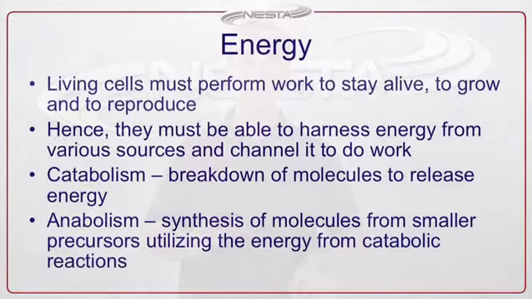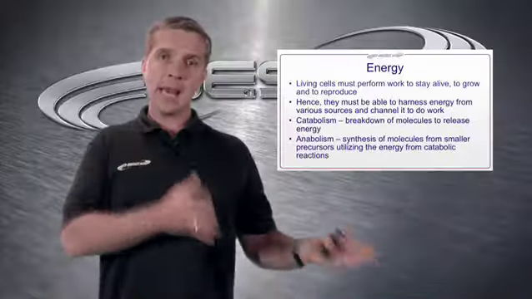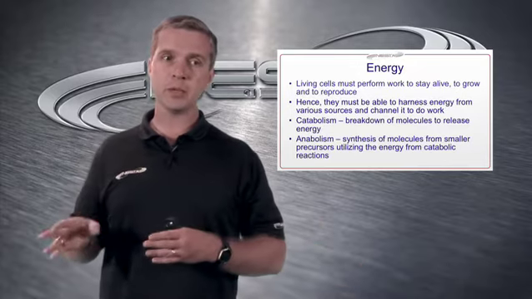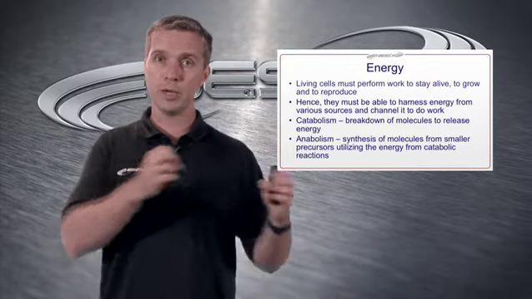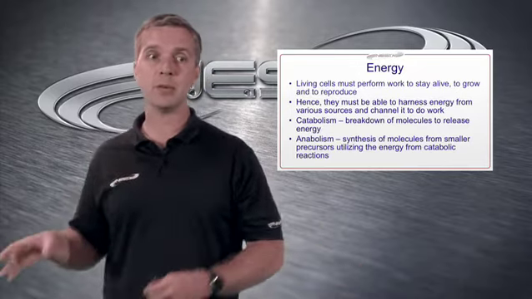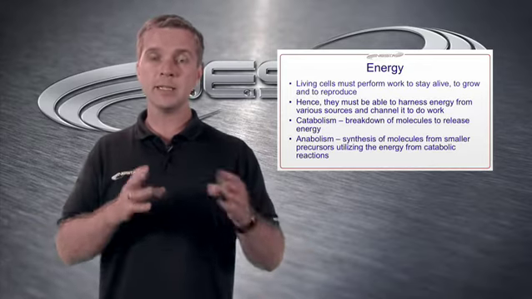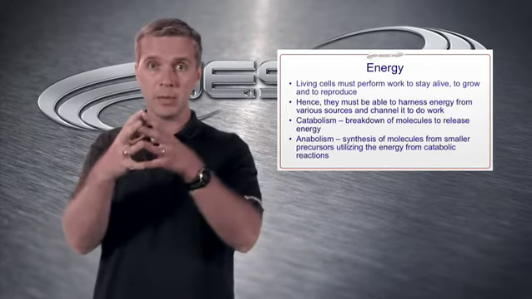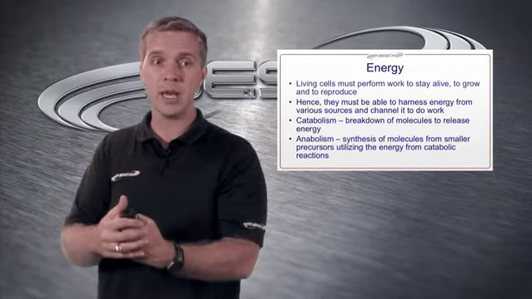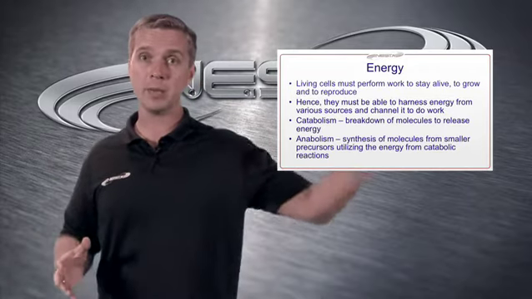Obviously, living cells, in order to stay alive, must perform work to grow, reproduce, and what have you. Hence, they must be able to harness the energy from various sources and channel that energy to do usable work to stay alive. Well, catabolism is the breakdown of molecules to release energy. So we're breaking down molecules to release energy, while anabolism synthesizes molecules, makes bigger molecules from smaller ones, using energy that was originally taken from the catabolic reaction.